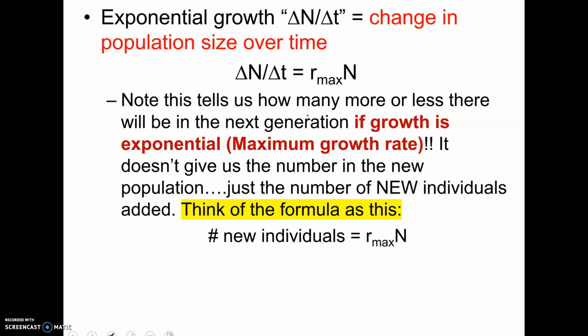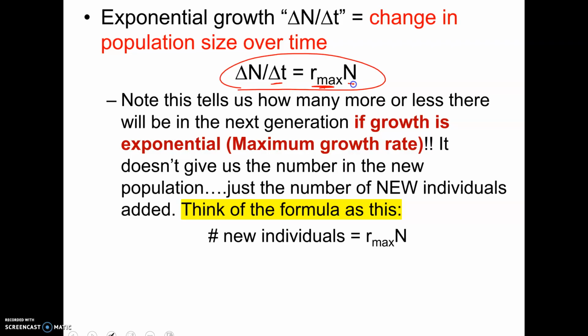Okay, now exponential growth. Remember that J curve I showed you on that graph. We can calculate how many more individuals there will be in the next generation if a population is going through exponential growth. So this is what the formula sheet says. Delta N, the change in size over time, is going to be equal to R max, that's the growth rate, times N, the size of the population.